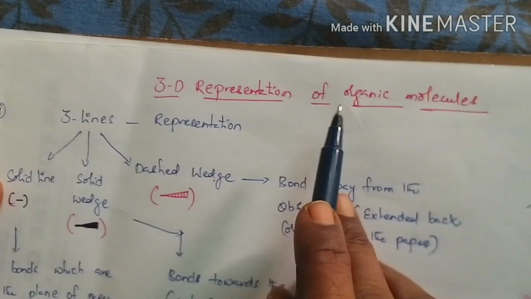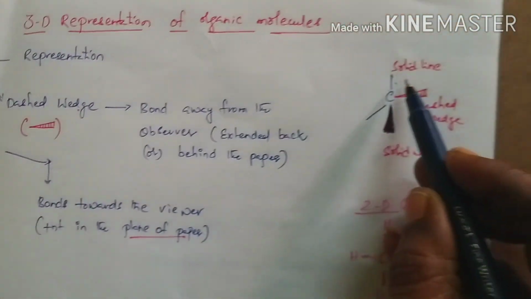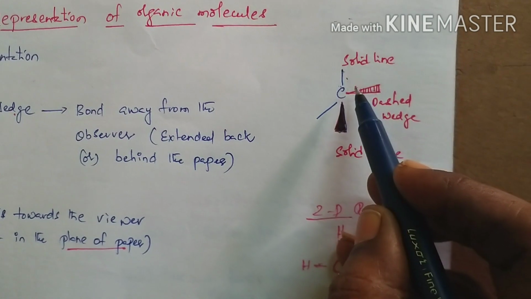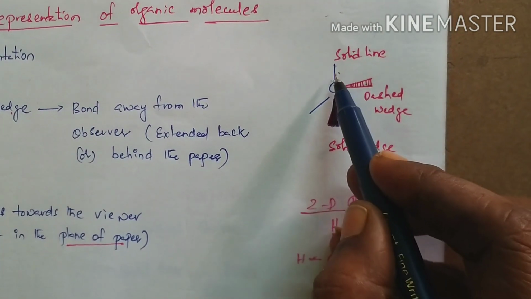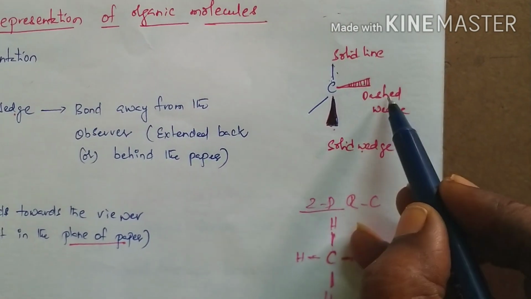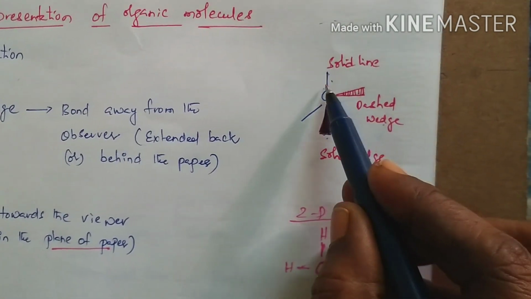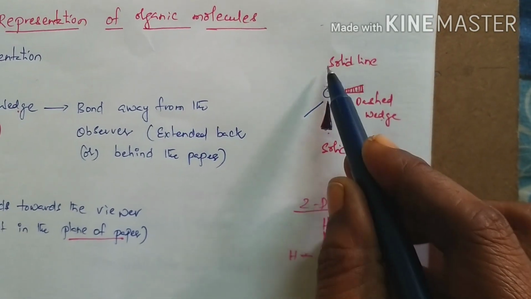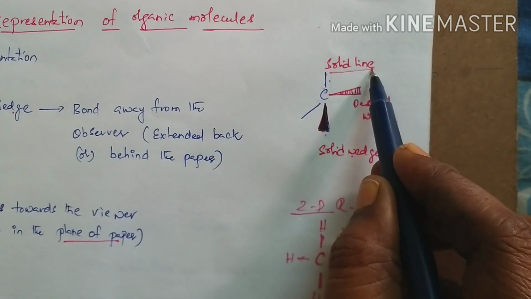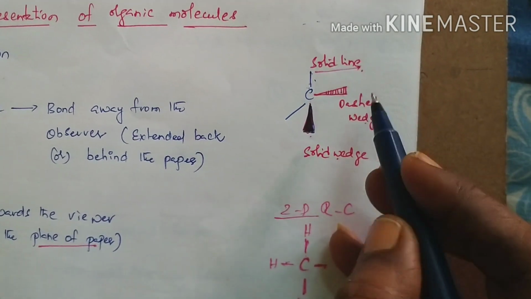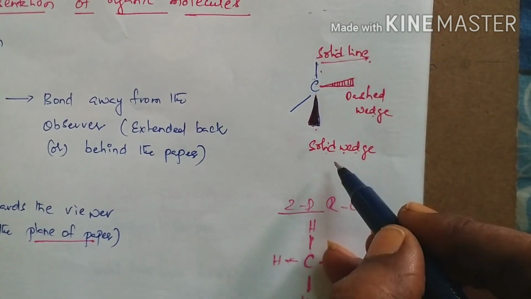Now coming to three-dimensional representation of carbon. In three-dimensional representation of an organic molecule, the bonds are aligned in 3 lines. One is the solid line, the second is the solid wedge, and the third is the dashed wedge. The solid line is nothing but a sigma bond. The bond between two carbon atoms is called a solid line, which is represented in the plane of paper.